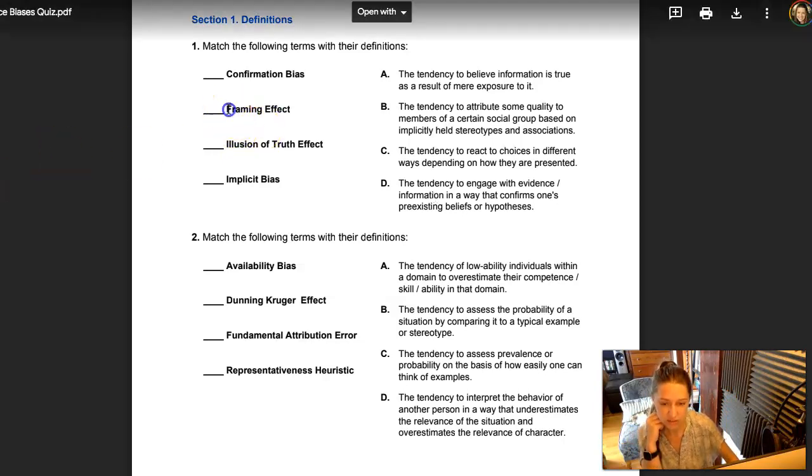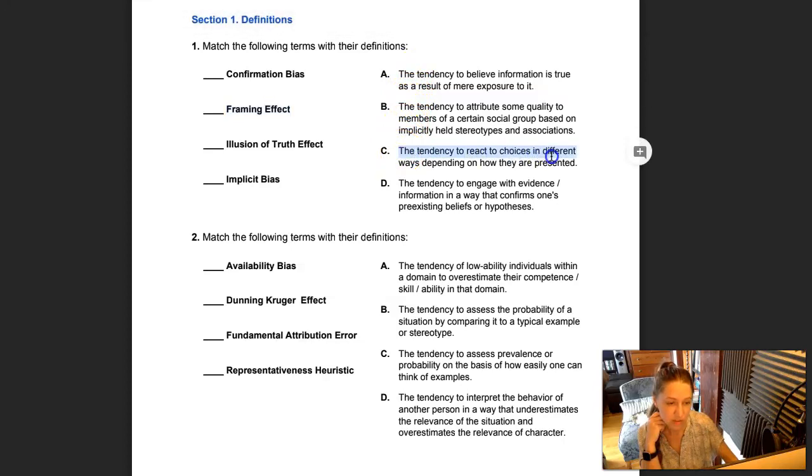Okay, next, framing effects. The tendency to react to choices in different ways depending on how they are presented. There is a way to interpret this very generally, right? How we think about things depends on how it's presented. That could apply to anything.